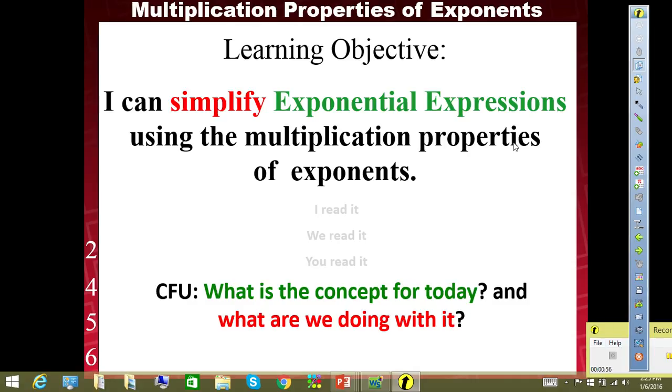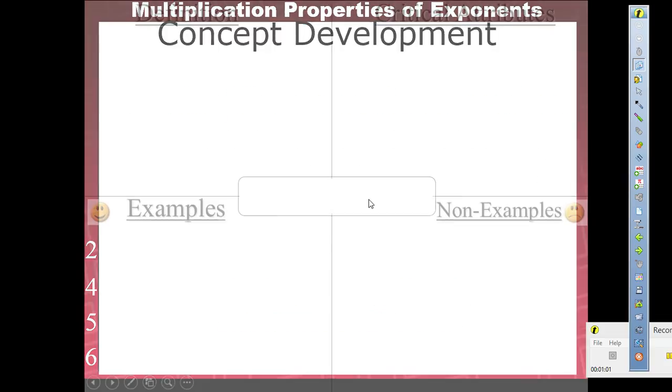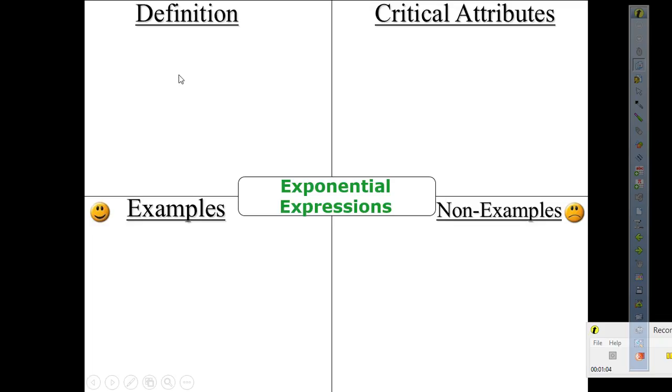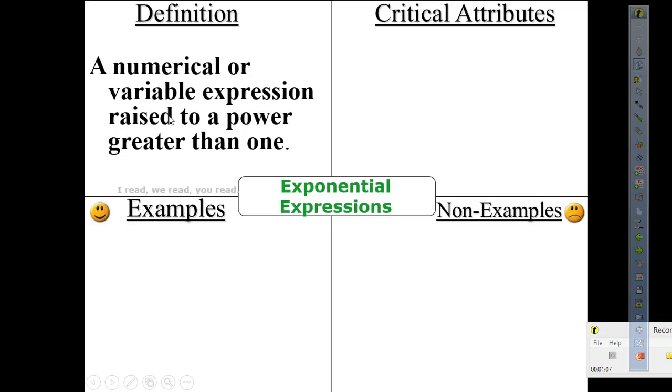So what is an exponential expression? Exponential expressions are a numerical or variable expression raised to a power greater than 1. Copy that, please. Examples: 2 cubed, x to the 6th, negative 3x to the 4th, x squared, y cubed. Copy that, please. Now I'll go over it with the definition.